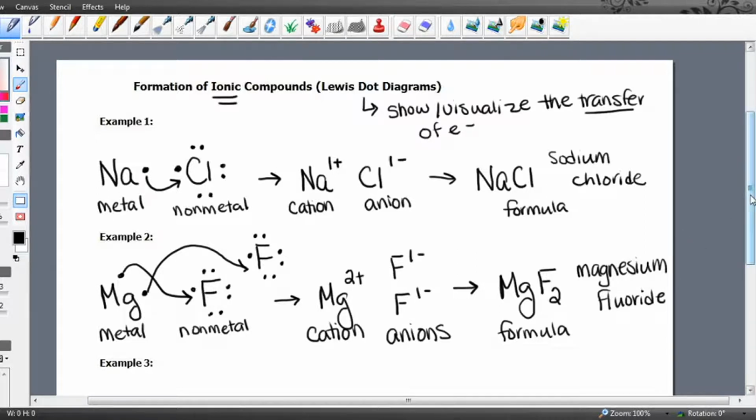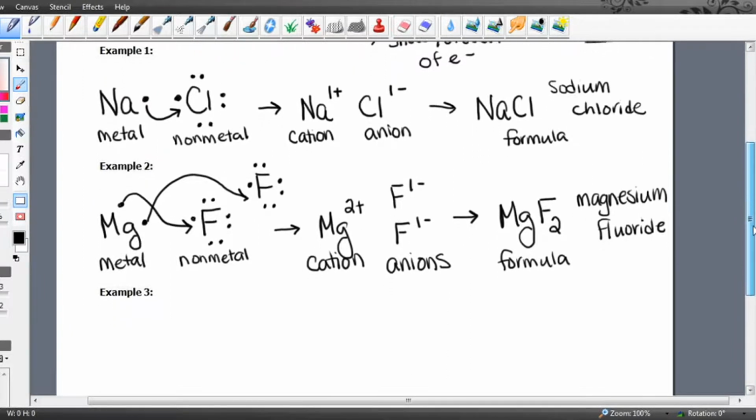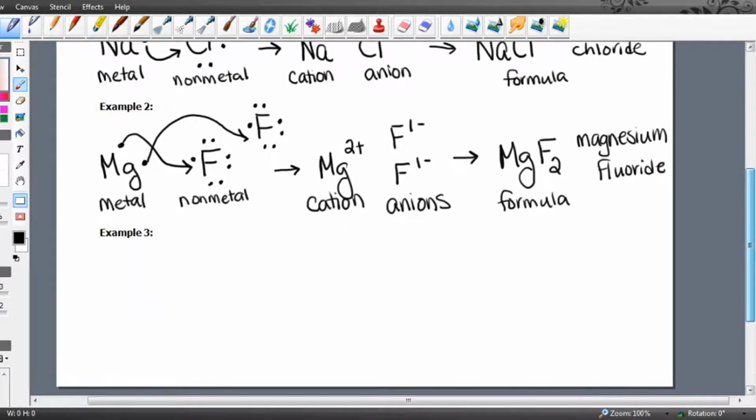Okay, let's do one more example. Let's get really annoying now. Let's make a compound between, I hope I left myself enough room for this nonsense. I'm going to start more in the middle here. Let's say calcium. Find calcium on the periodic table. You're going to find it in group number 2, which means 2 valence electrons. And of course, it is a metal. And let's bond that to phosphorus. Phosphorus is in group 5. 1, 2, 3, 4, 5. And this is a nonmetal.